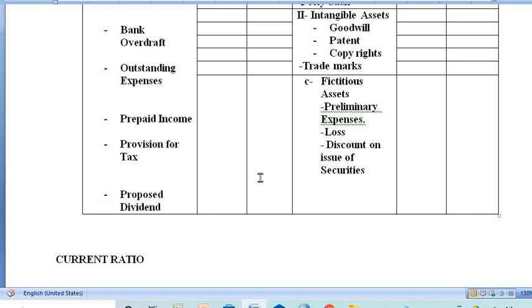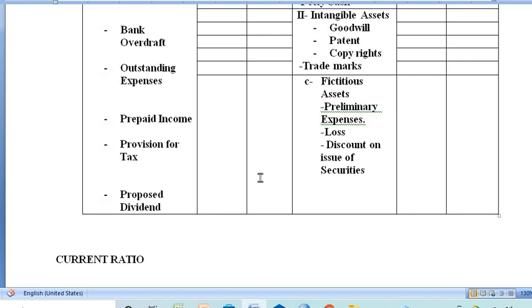Then the next classification, the second classification of asset, is intangible asset. Those assets which cannot be seen or touched, but have some monetary value, those assets only we can call as intangible asset. Under that we have four classifications: goodwill, patent, copyright, and trademark.